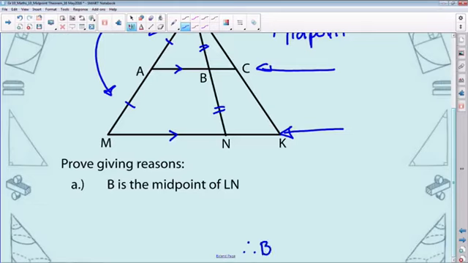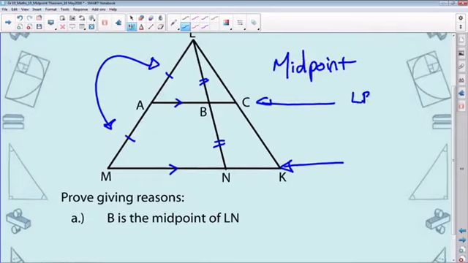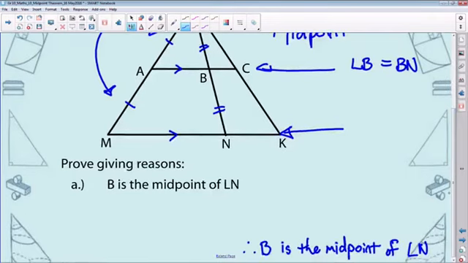Therefore, B is the midpoint of LN. And the reason I'm going to do this is because it helps me to work backwards. If B is the midpoint of LN, what I'm actually proving is that LB is equal to BN. So that's going to be what I say before this. LB is equal to BN. And why are they equal to each other? Because of the midpoint theorem.